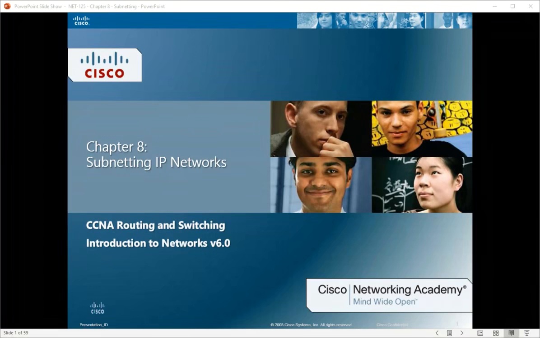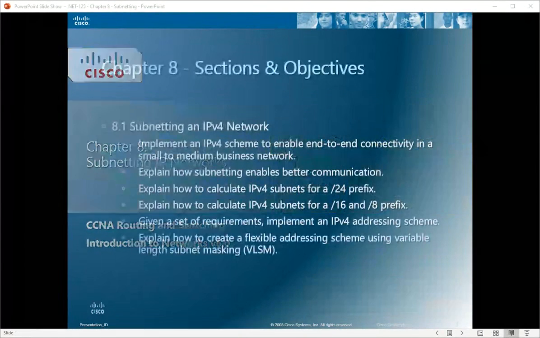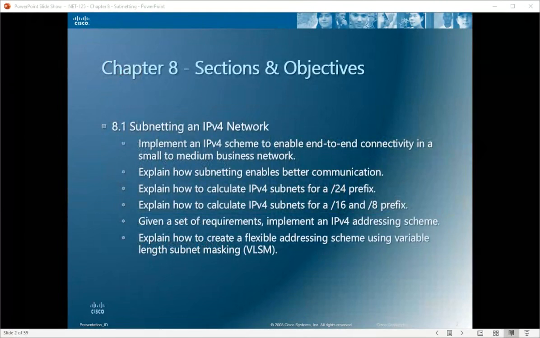So let me go ahead and jump down here. We're going to look at how to implement a basic subnet in order to set up end-to-end connectivity in a small to medium business network. We're going to talk about how subnetting improves the things that I talked about earlier, communication, etc. We're going to look at calculation of subnets for a /24, /16, and /8 prefix.